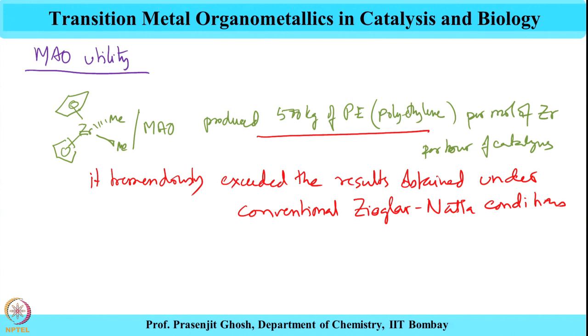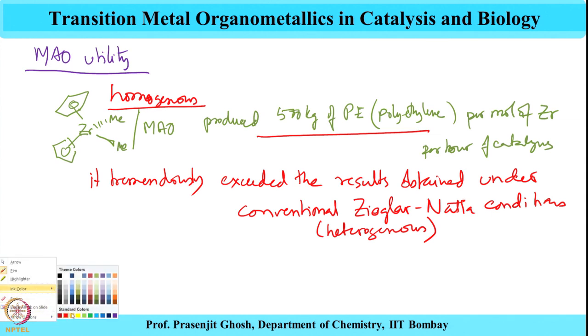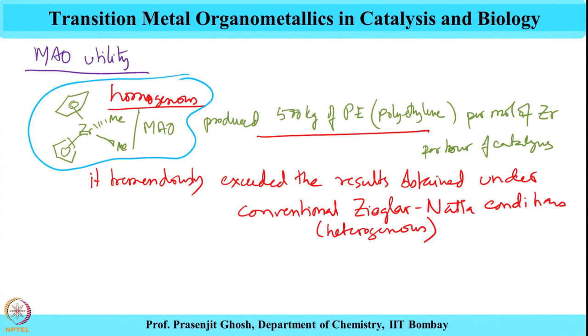In contrast, the conventional system is a heterogeneous system, whereas here we have a homogeneous system catalysis which could beat the heterogeneous system. So this zirconium MAO dimethyl could beat these conventional Ziegler-Natta conditions under a homogeneous system. Now, this catalyst was also moderately active for alpha olefins, and the product was atactic.